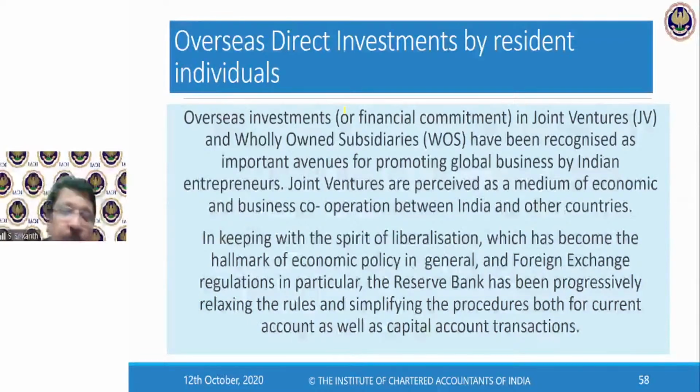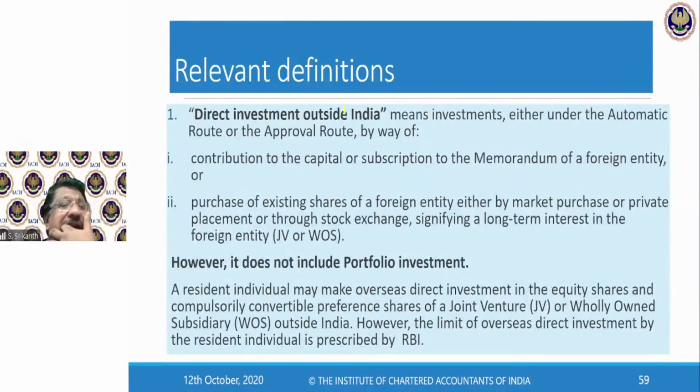That is the logic. So, in keeping with the spirit of liberalization, which has become the hallmark of economic policy in general and foreign exchange regulations in particular, the RBI has been progressively relaxing rules, right? Direct investment outside India means investments either under the automatic route or the approval route. There are many industries where it's automatic, like software, where you don't have to get permission. But most other industries are still approval because money is going out, right?